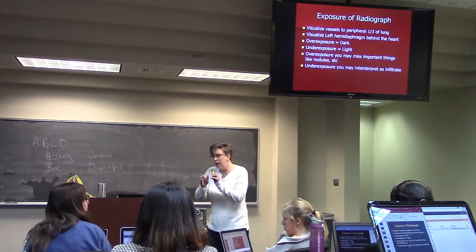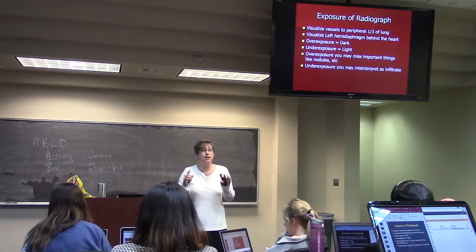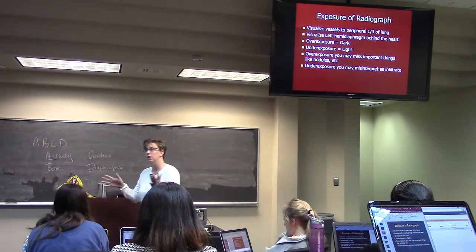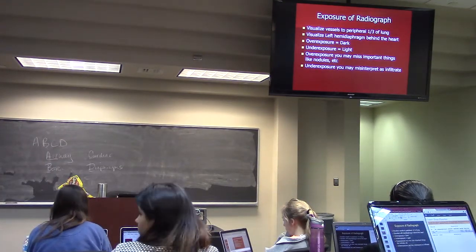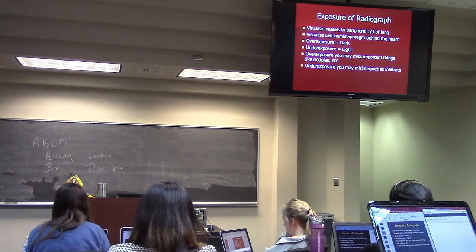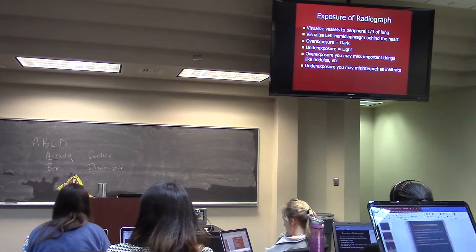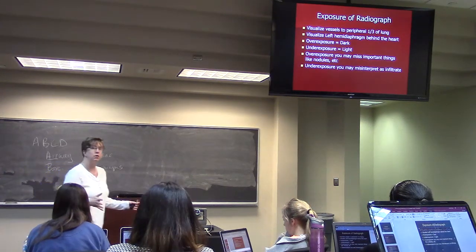You want to look at the lung field, and you should actually see vessels going all the way out until about the last 1/3. Okay? If they're going all the way out, have I underexposed or overexposed?